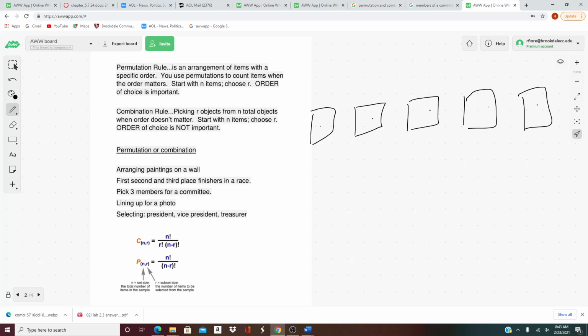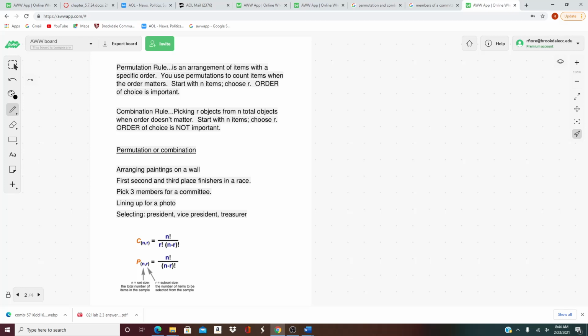First, second, and third place finishers in a race. Well, of course, order is going to matter in that case. Otherwise, the first place winner would be very angry when you gave the third place winner their trophy. Pick 3 members for a committee. Now, in this case, I haven't specified who those members are, which means all members are of equal rank. Therefore, order does not matter, and that's a combination.